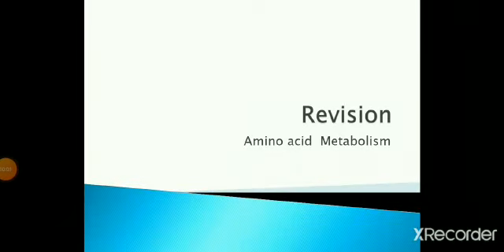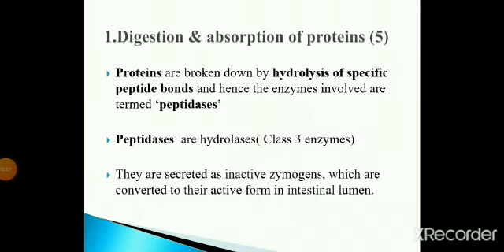The first question that we discussed today is digestion and absorption of proteins. Proteins are made up of amino acids, and these amino acids are connected together by peptide bonds. So hydrolysis of these specific peptide bonds is done by a group of enzymes known as peptidases. Peptidases belong to hydrolases, that is class 3 of enzymes.